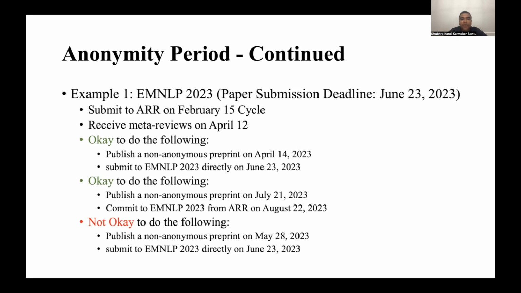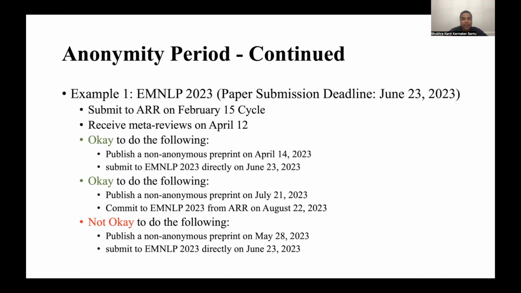And then you receive the meta review within 2 months. Let's say it's April 12th. Now, it's okay to do the following. For example, you can publish a non-anonymous preprint on April 14, because on April 14, your paper is no longer under review at ARR. You have already received the meta reviews and the reviews on April 12.